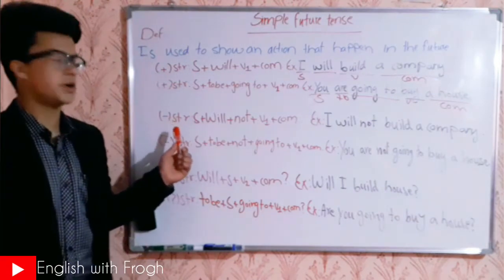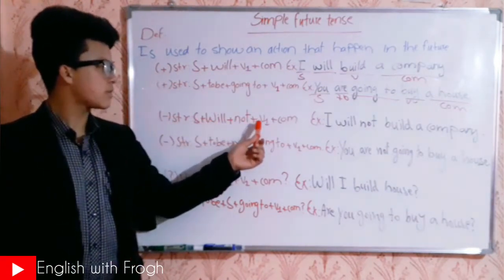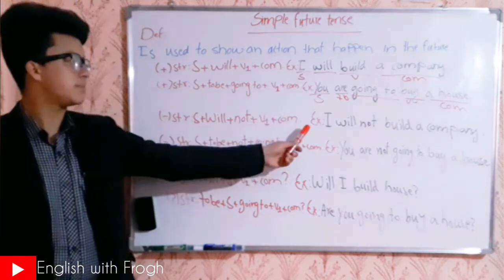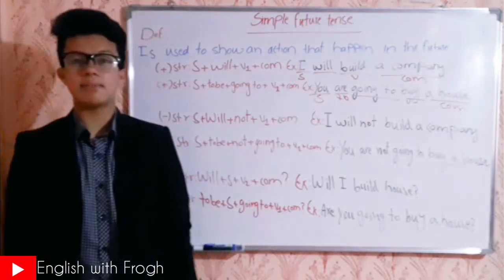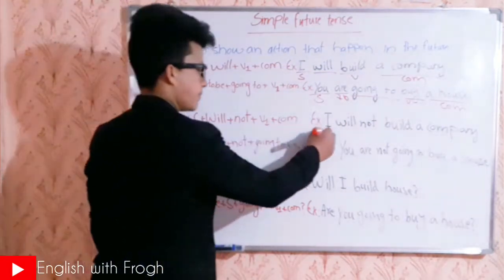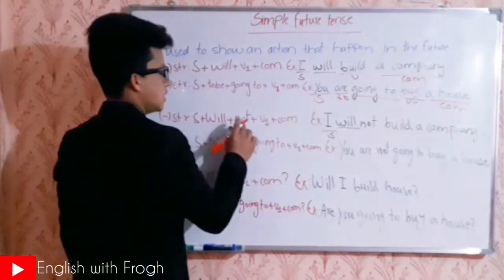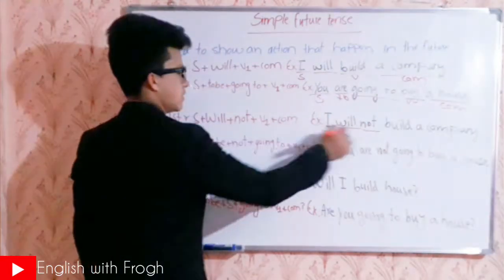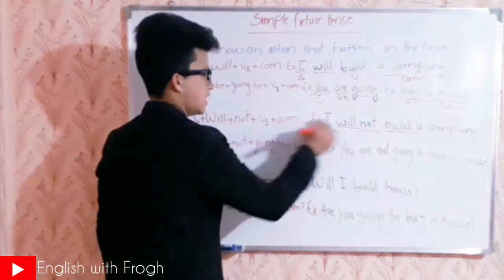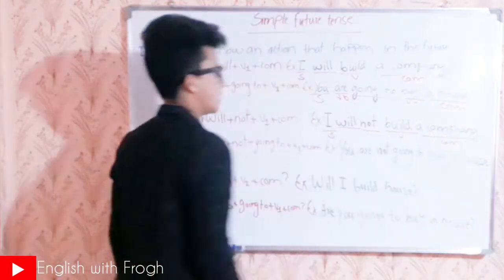The negative structure is subject plus will not plus the first form of the verb plus complement. Example: I will not build a company. I, the subject; will, itself will, and also not, itself; build, the verb; and a company, the complement.